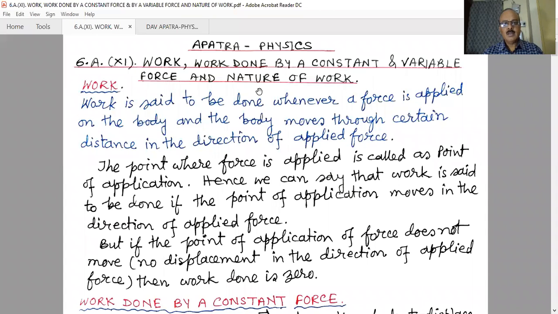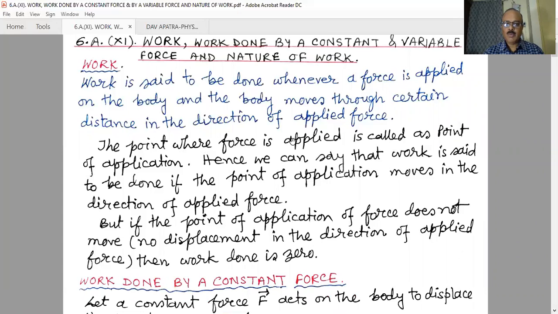Today's topic is work done by a constant and a variable force, nature of work. Let us see what work is, and when it is said to be work done by a force. Work is said to be done whenever a force is applied on the body and the body moves through a certain distance in the direction of applied force.